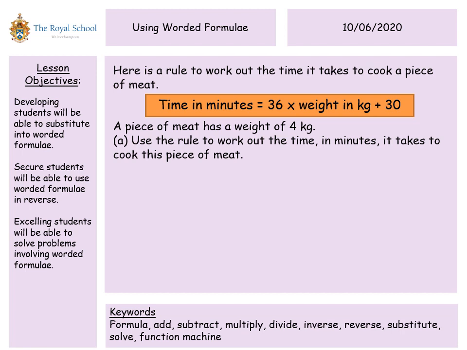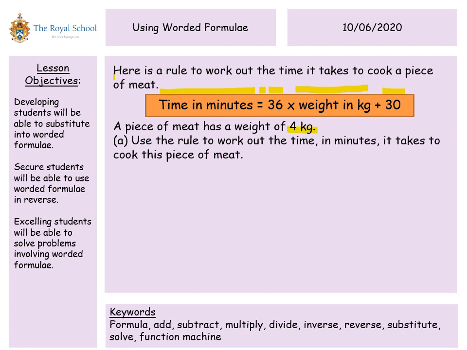So here's a rule to work out the time it takes to cook a piece of meat. We've got time in minutes equals 36 times the weight in kilograms, then plus another 30. So we've got two unknowns here. We don't know the time in minutes, and we don't know the weight in kilograms just yet. So hopefully as part of our question, we're going to be told what the weight is. And here, straight underneath the question, a piece of meat has a weight of 4 kilograms.